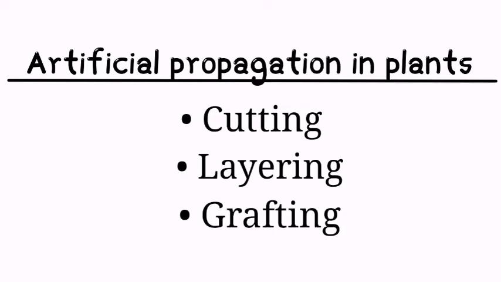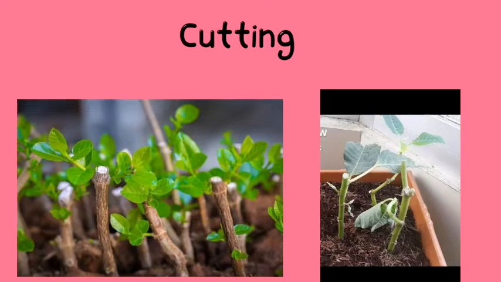The process of growing many plants from a single parent plant by man-made methods is called artificial propagation. Some of the common methods of artificial propagation in plants are cutting, layering, and grafting. First, we can discuss about cutting. In cutting, a small part of the plant is removed by making a cut. This cutting having some buds is taken and the lower part is buried in moist soil. After a few days, it develops roots and grows into a new plant.